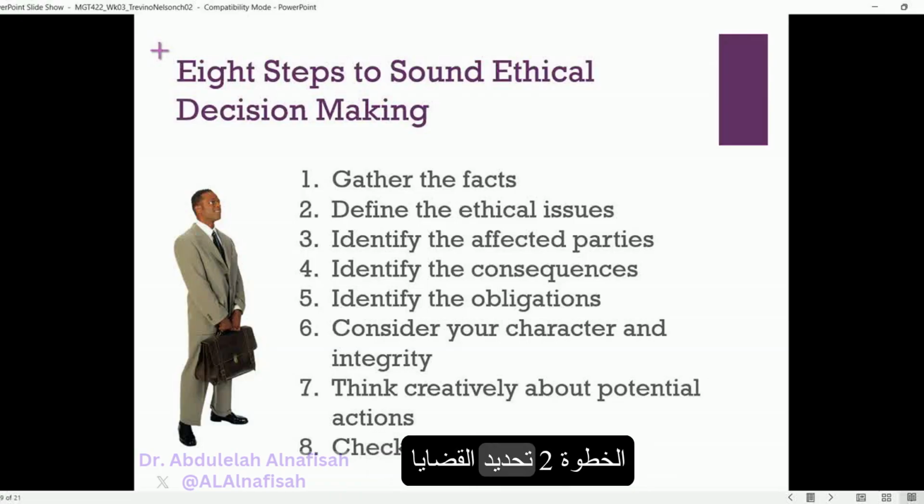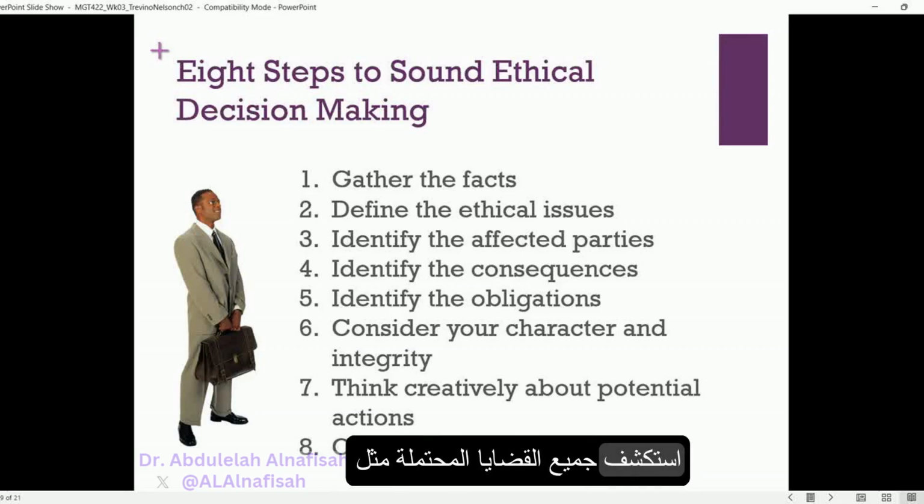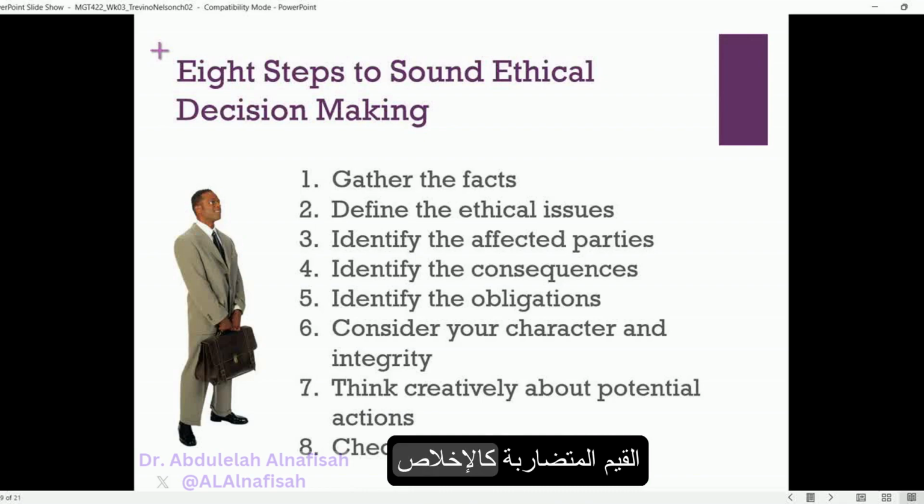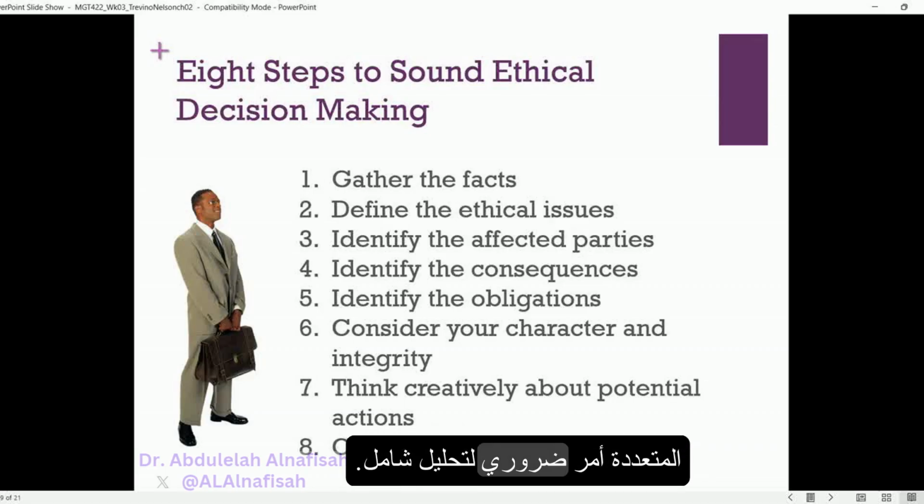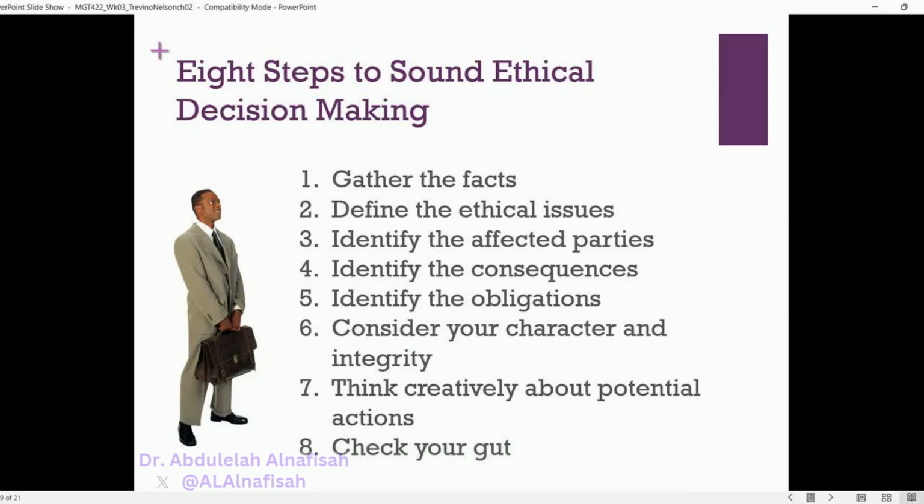Step 2. Define the ethical issues. Identify the ethical dilemmas involved in the situation. Avoid jumping to conclusions. Instead, explore all potential issues, such as conflicting values like loyalty versus honesty. Recognizing multiple ethical concerns is crucial for a thorough analysis.